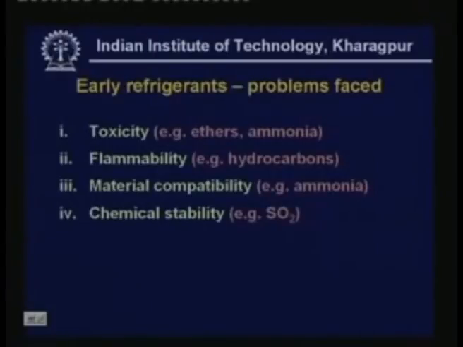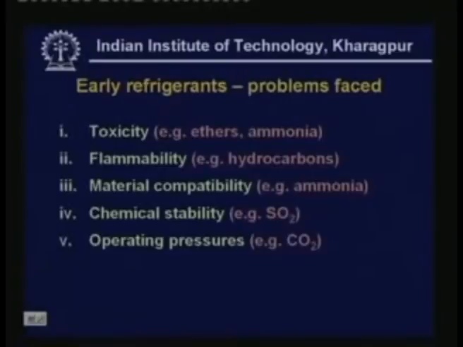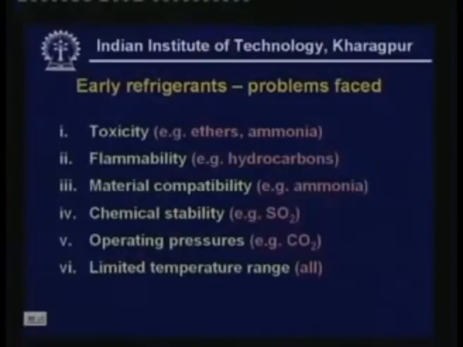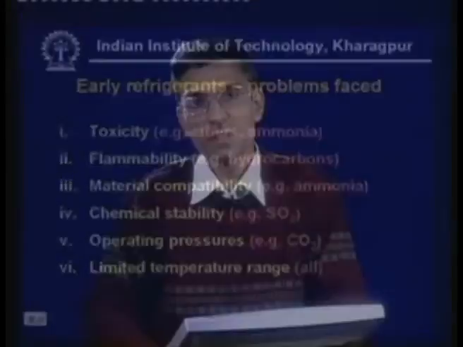Then chemical stability, as I mentioned just now. For example, refrigerants like sulfur dioxide react with water and form sulfuric acid. So, sulfur dioxide is not chemically very stable. And then operating pressures. This is one typical problem with carbon dioxide. Its operating pressures are at least one order of magnitude higher than other refrigerants. That means your system pressures will be very, very high, so you have to design the system to withstand such high pressures. This is one disadvantage of carbon dioxide. Then limited temperature range. Almost all the refrigerants had a particular temperature range within which they were working, and outside the temperature range they were not good. So, these are the typical problems of all the early refrigerants.